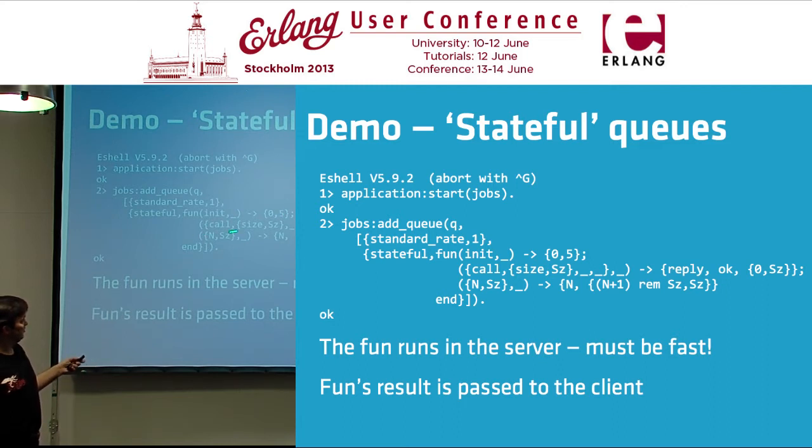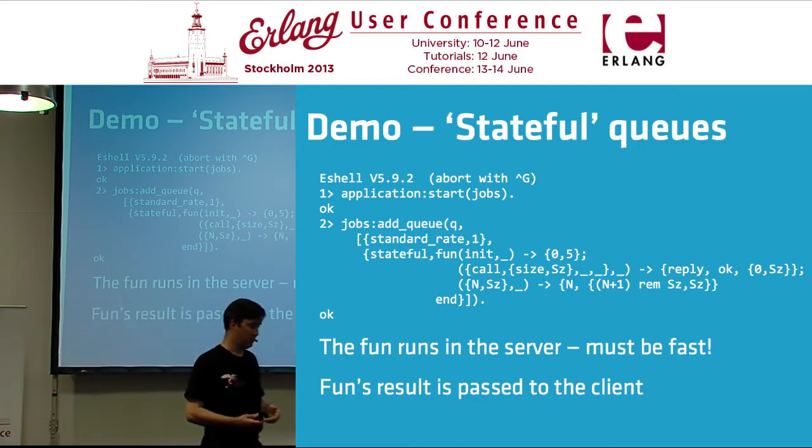So this is going to be called every time there is a dispatch, and it's going to return a new value and a new state. And I'll get back to this later. Now, of course, this runs in the load regulation server, so it had better be correct and it had better be fast, because otherwise it's going to interfere with stuff.